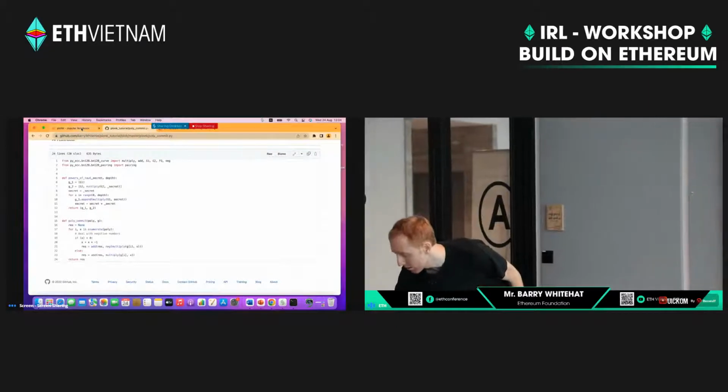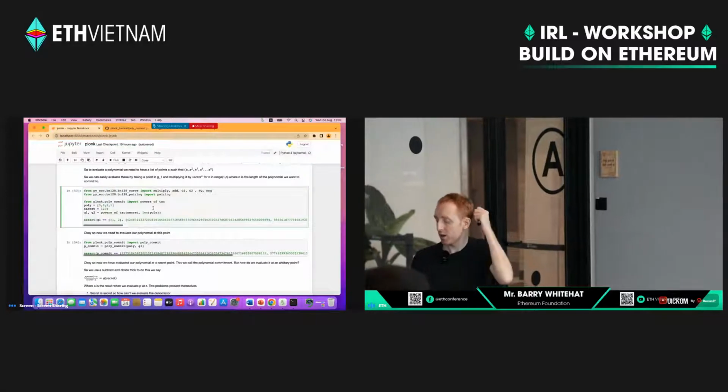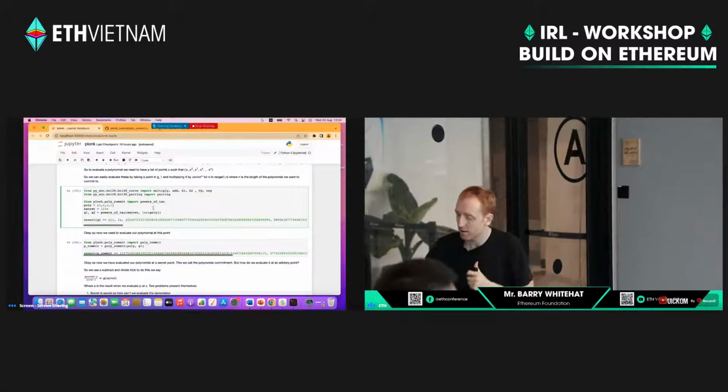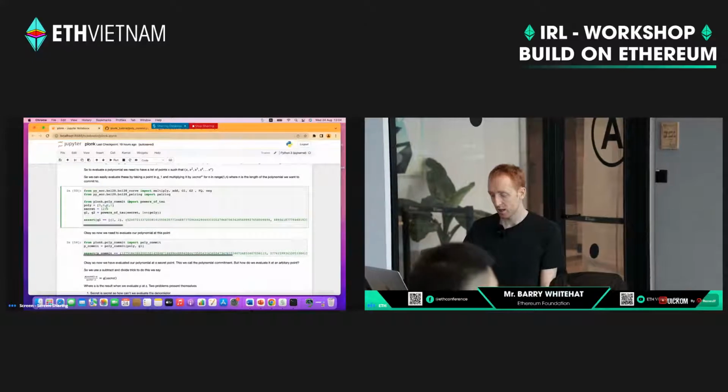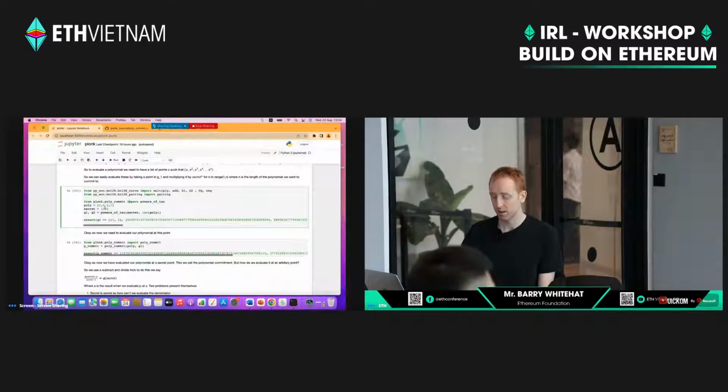Let's go back to the notebook and read the code here and see what's happening. Basically the code here is saying, all right, here's a polynomial and here's a secret. For that secret, calculate enough powers of tau to evaluate that polynomial at the secret point. And that's basically all that we're doing here. The next step is, okay, we're going to use polycommit.